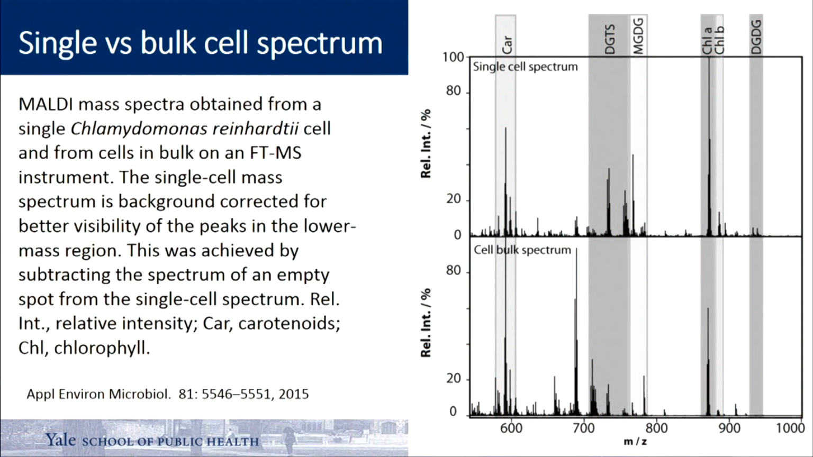This is another one, again from a plant cell. What you can see is the single cell spectrum in here, and then the cell background spectrum in here. This spectrum has been really purified of background noise, and it's getting better. But the point that I want to make here is that we're getting better and better at analyzing single cells in terms of metabolomics.